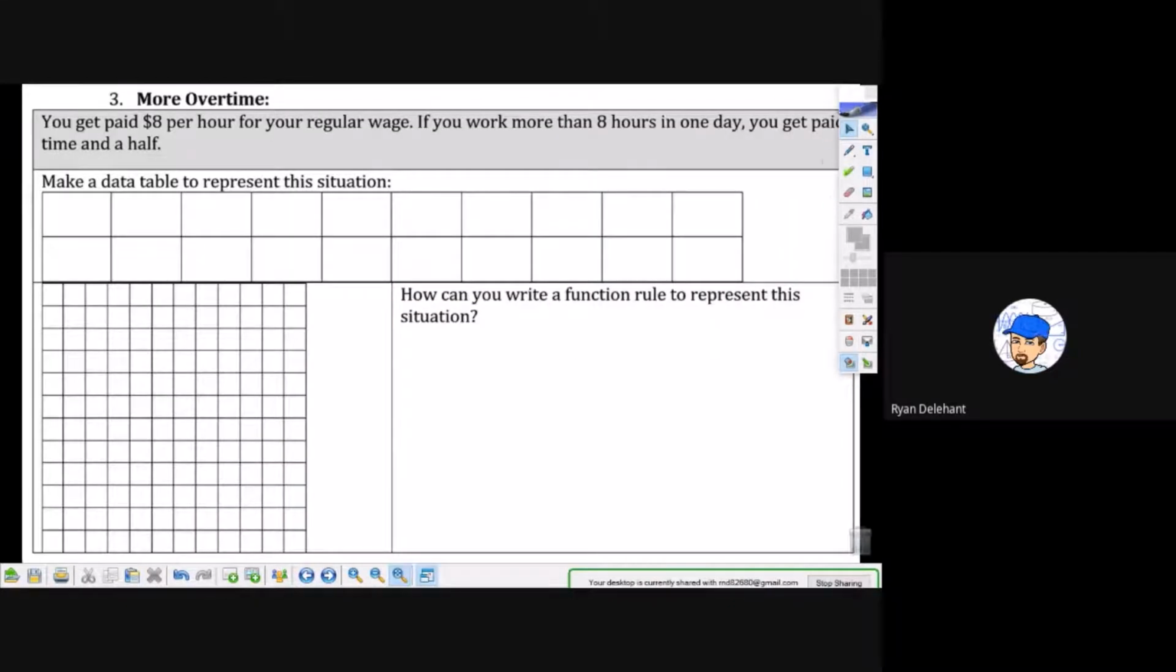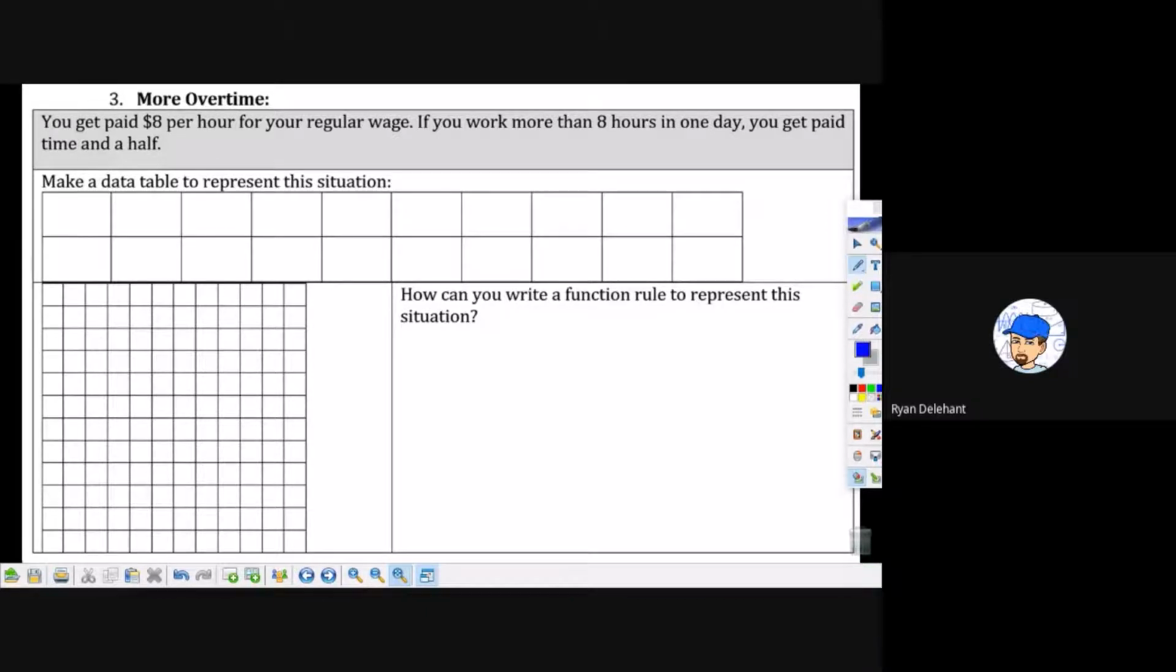This is one absolute real example of this. Anybody work? How's overtime? You like overtime? I know when I got paid by the hour, I loved overtime. I was doing the same work, but I was getting paid a whole lot more to do it, right? So pay is one way that piecewise functions come in.